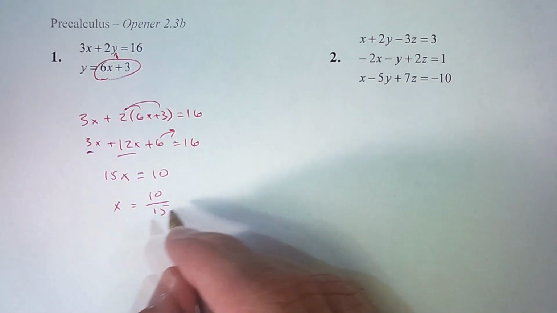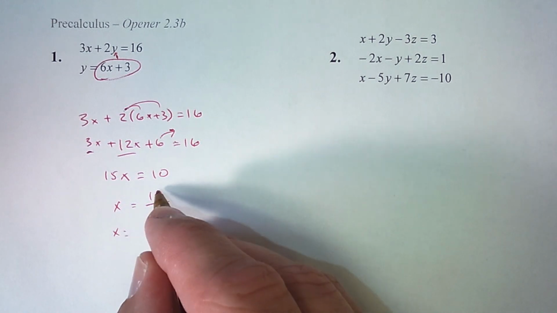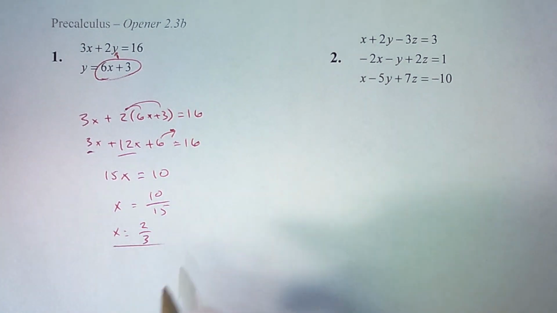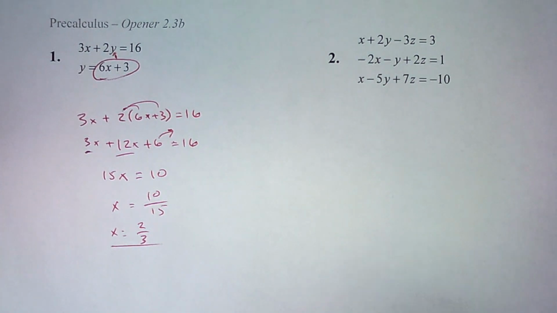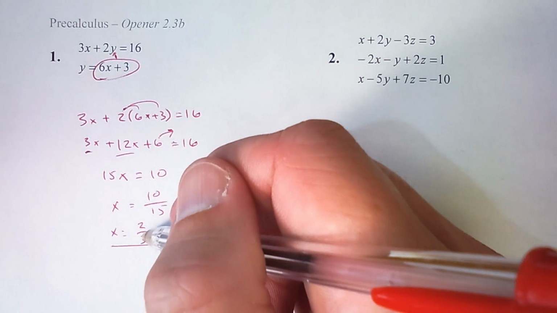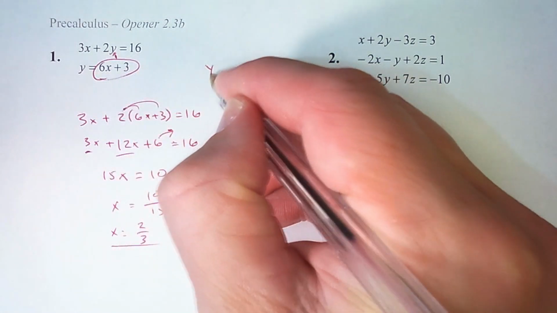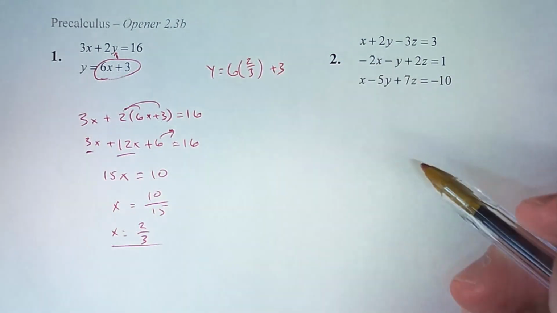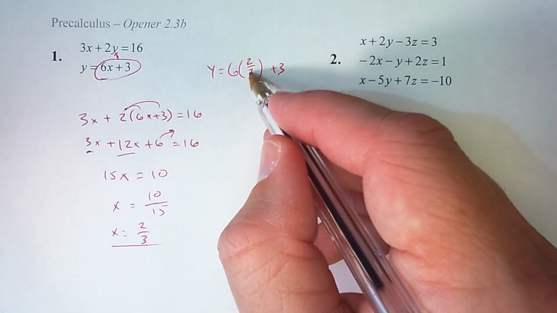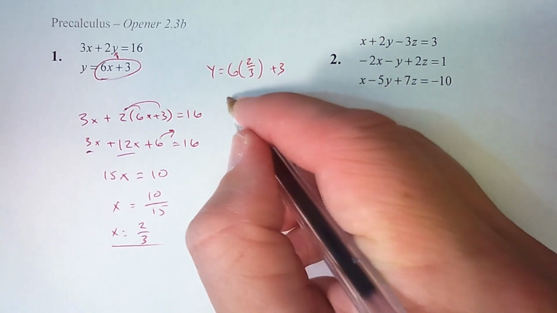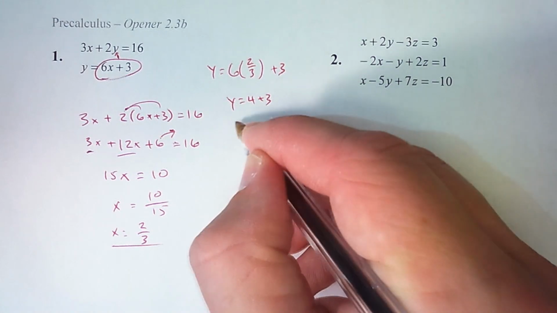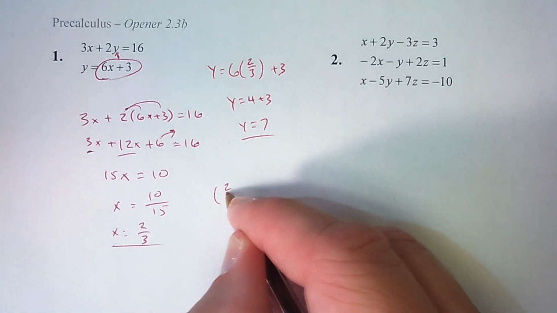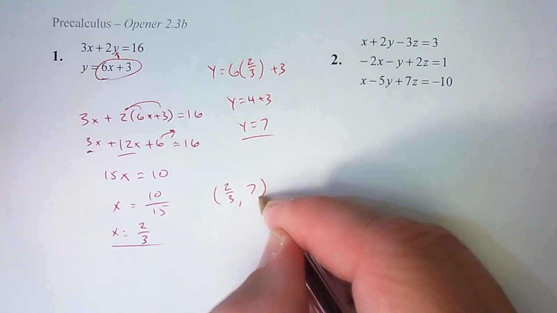And that will simplify to x equals, 5 goes into both of these 2 times and 3 times. So there is my value of x. And then I will plug that in right here. So I've got y equals 6 times 2/3 plus 3. So 6 times 2 is 12, divided by 3 is 4. So I've got y equals 4 plus 3. So y is 7. So the solution is 2/3, 7.